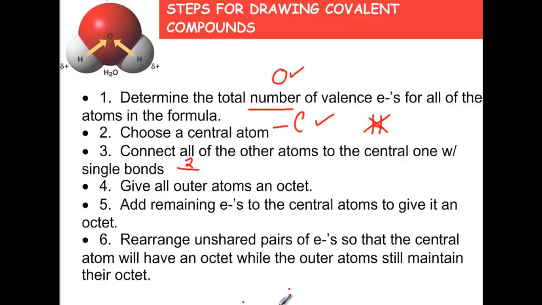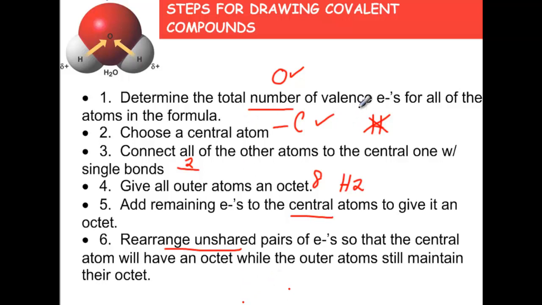The next thing you're going to do once all of the other atoms are bonded to the central one with single bonds is you're going to give everybody else an octet. And that means everybody else needs 8 unless you're hydrogen and you only need 2. So you're going to add all the remaining electrons to the outer guys first, give them all an octet, then you put any extras around the central atom. And then if you fall short, you're going to have to rearrange some unshared pairs of electrons. And we'll go through each of these steps one at a time until you get the hang of this.